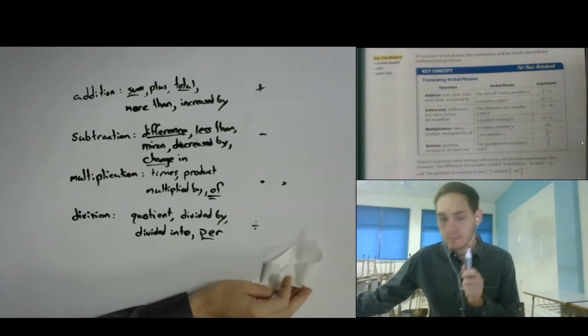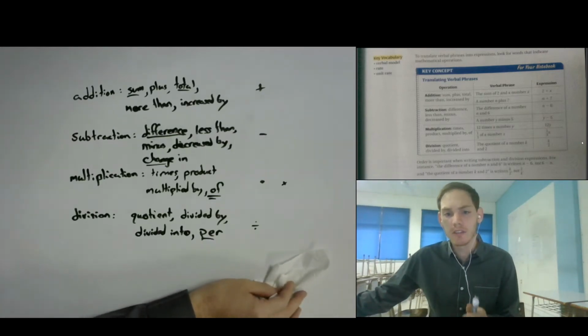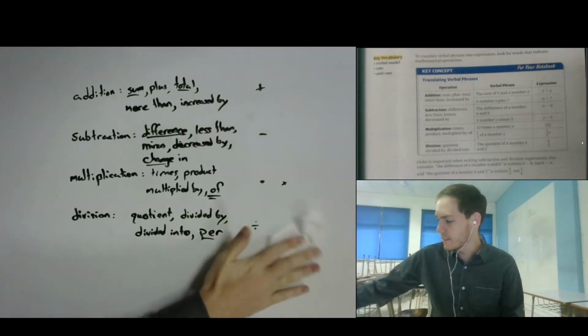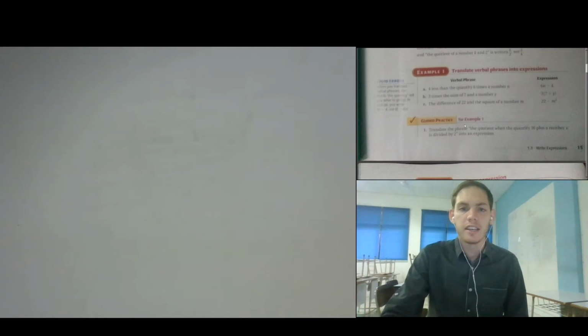12 times a number y: 12 times y. 3 of a number x: 3x. So that of. And then in this one, quotient of a number k and 2. Or miles per hour. That's going to be miles divided by hours. Okay, so translate some of these verbal phrases.